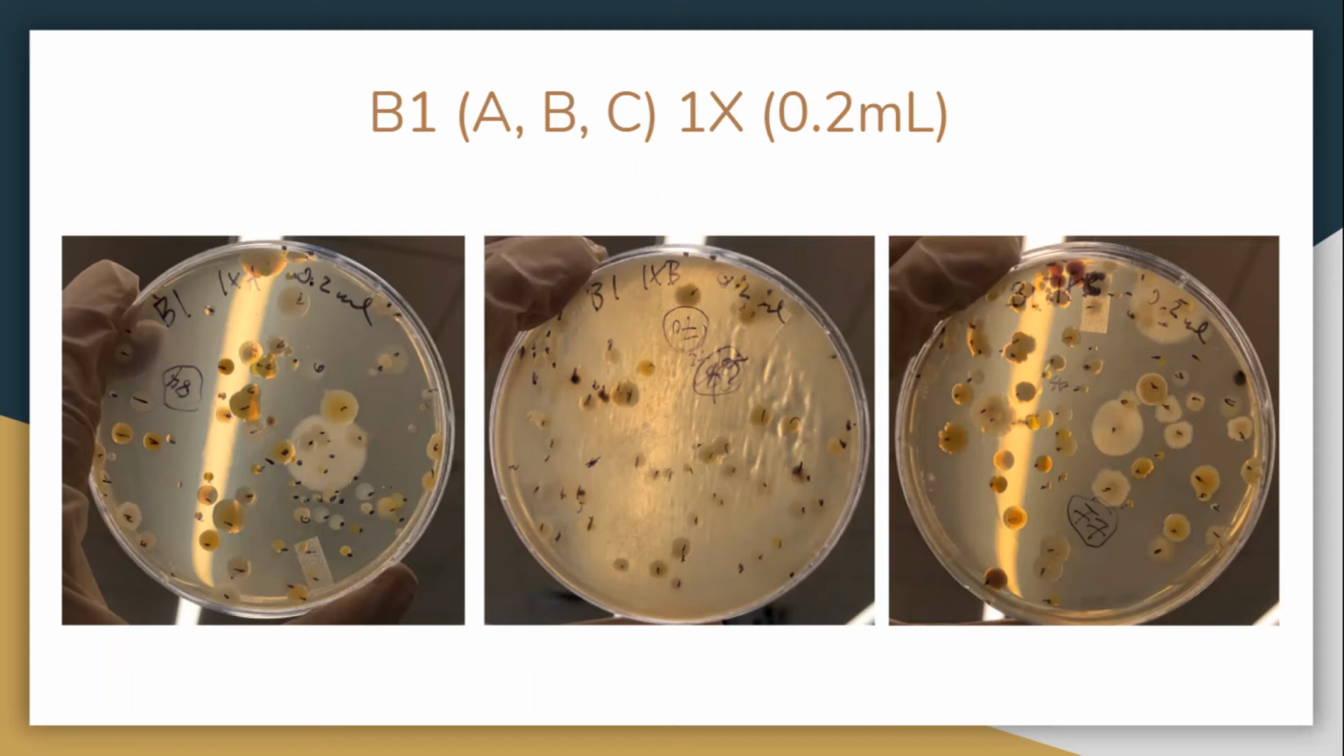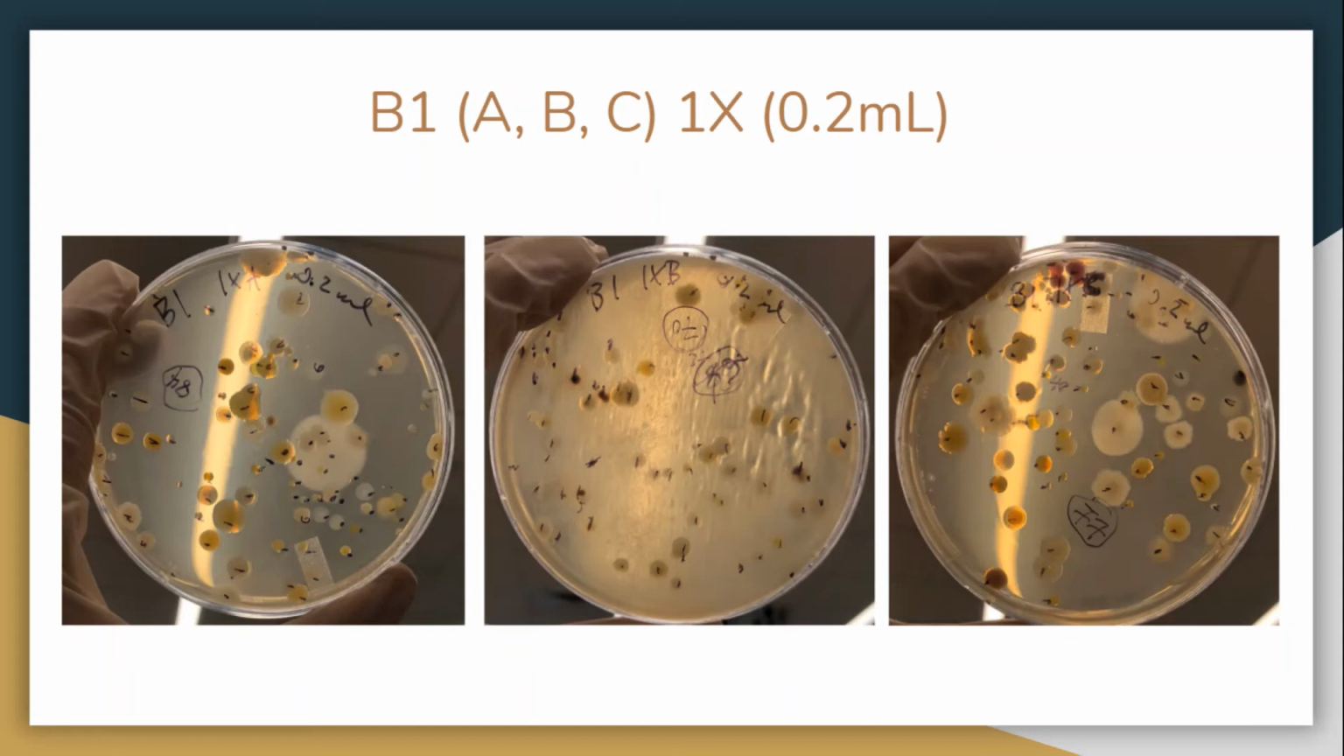In order to correctly represent these counts according to the dilution factor 1x and pipette amount 0.2 ml, I calculated the final numbers to be 420 for A, 350 for B, and 385 for C. The mean colony count for my plates is 385, and the standard deviation is 35.